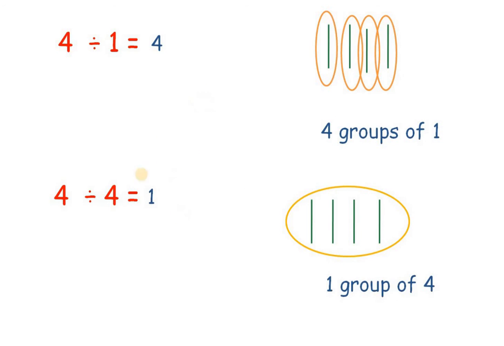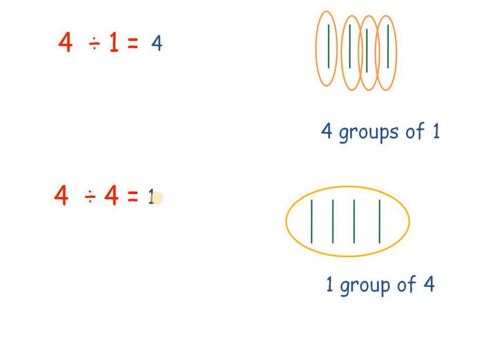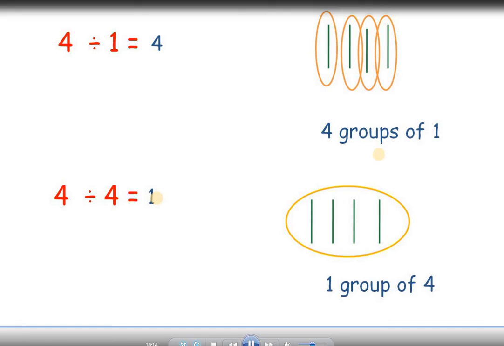Okay. So 4 objects, we divided them in groups of 4. So we have 4 in each group. Any number divided by itself equals 1. 5 divided by 5 equals 1. 6 divided by 6 equals 1. 8 divided by 8 equals 1.